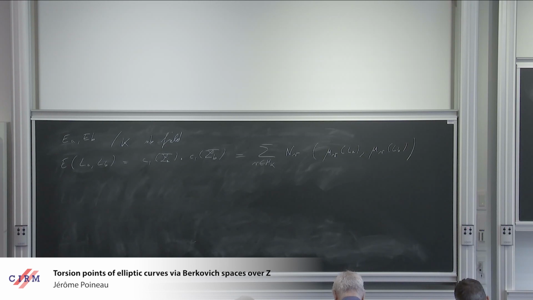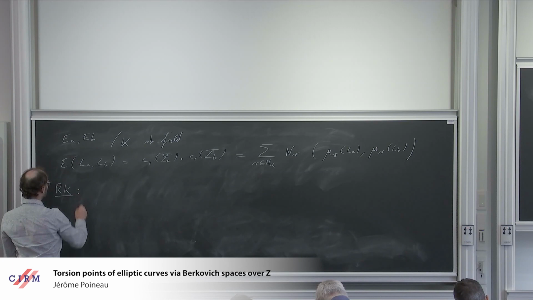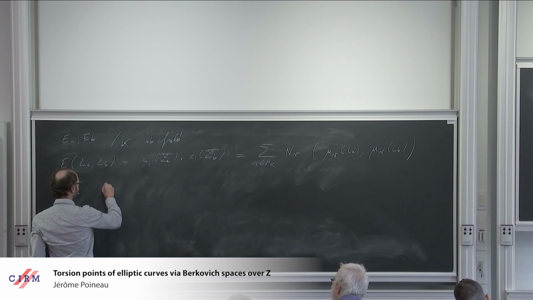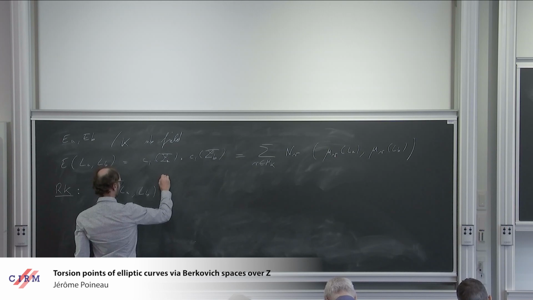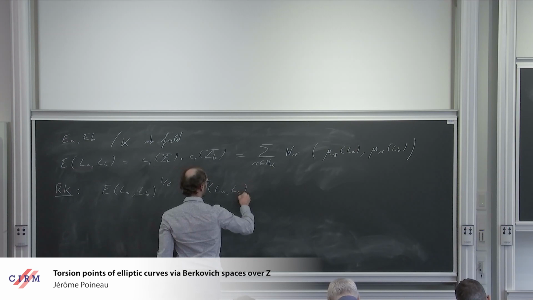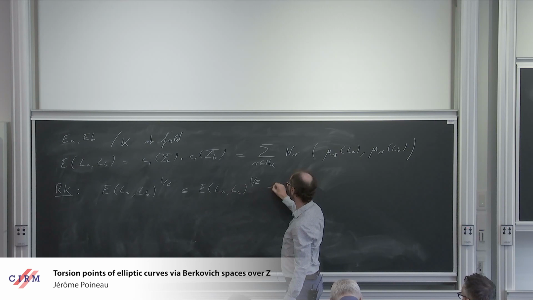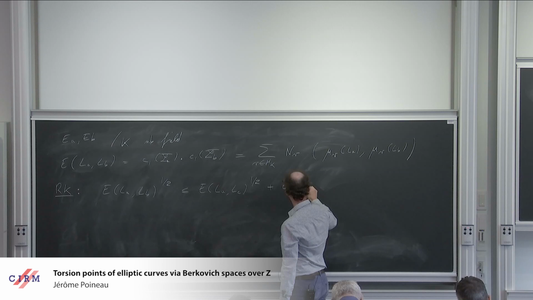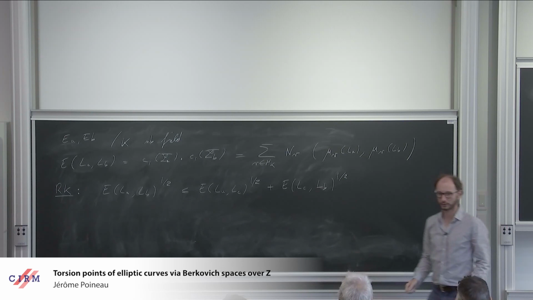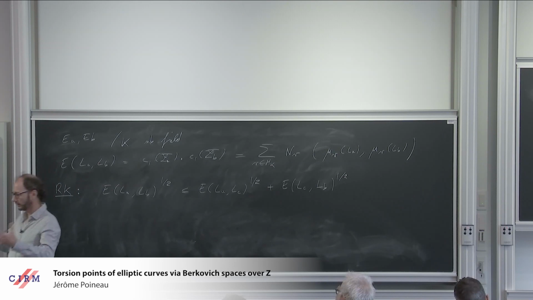Good. And maybe a remark is that this really behaves as some kind of distance between my dynamical systems, in the sense that you have some triangle inequality, maybe for the square root of it. If you add some other endomorphism of the same kind, you can prove that the square root of this one is at most the square root of the mutual energy between L_A and L_C, plus the square root of the mutual energy between L_C and L_B. Okay. So in some sense, you're really measuring the distance between the two dynamical systems, which is something, at least philosophically, that we want to do.